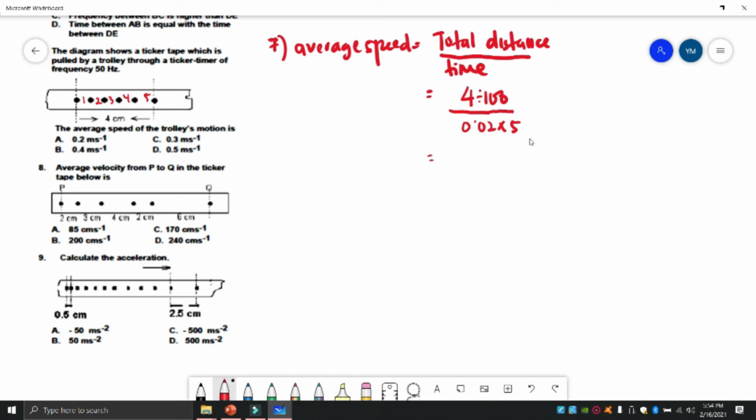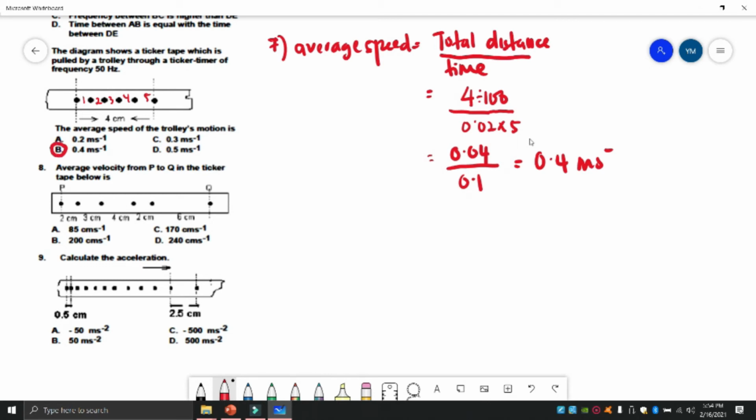So 4 divided by 100, you will get 0.04. And then 0.02 times 5, you will get 0.1. Then you just divide. 0.04 divided by 0.1, you will get 0.4 ms negative 1, meter per second. So the answer should be B.